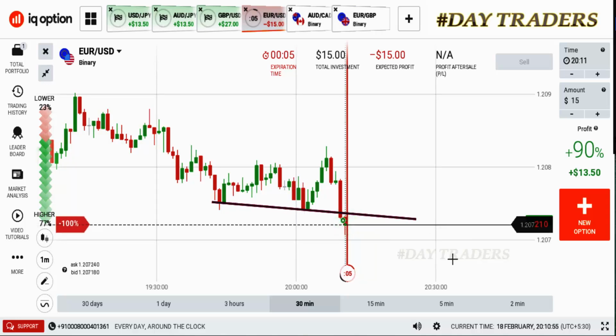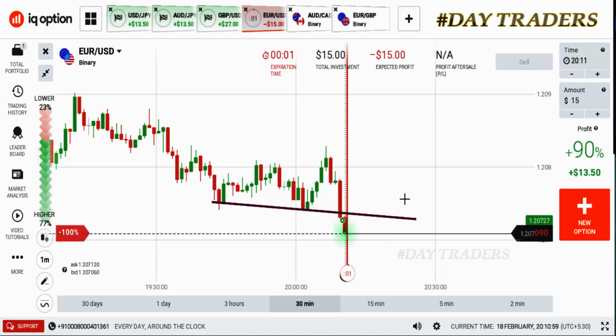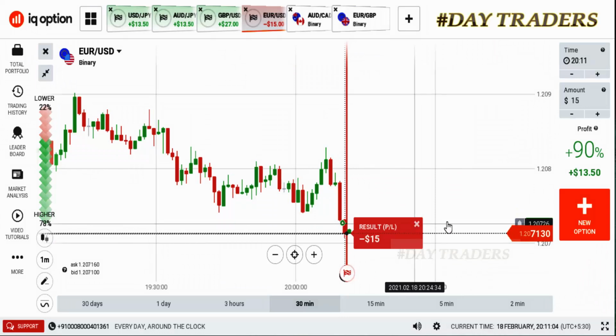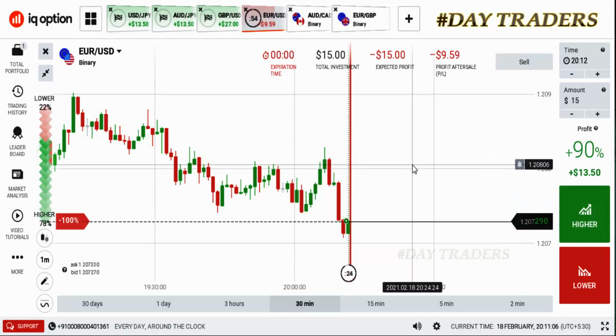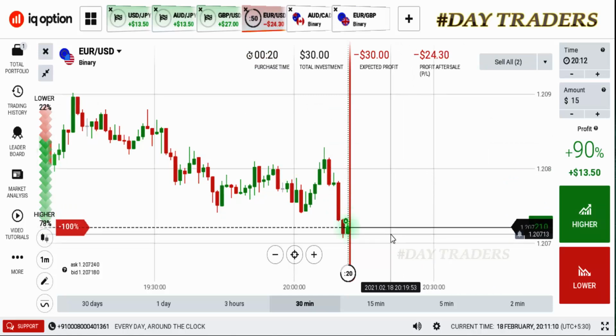Okay, maybe the sellers are very strong to enter the market. Still I will try to place a higher option. What a very late entry.